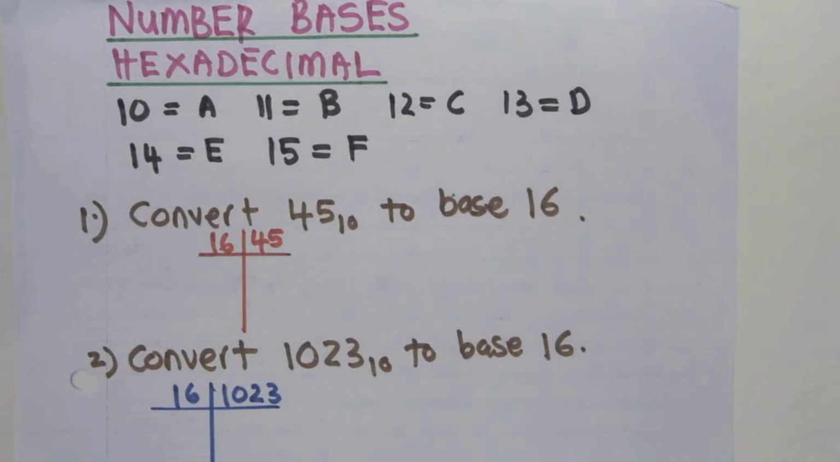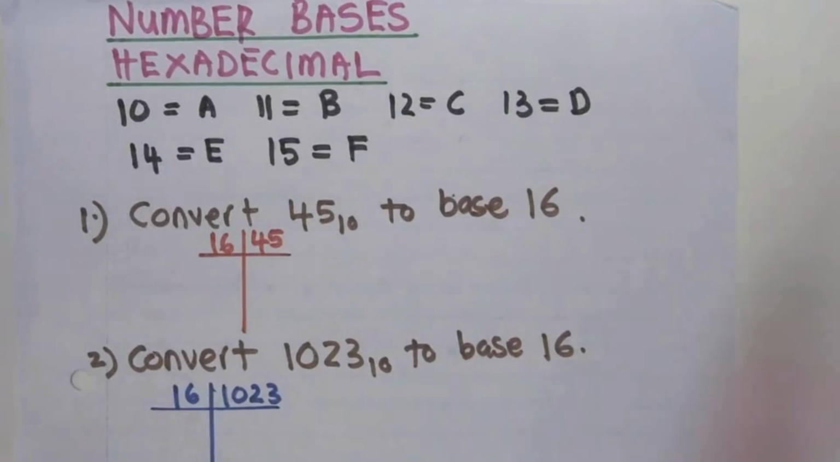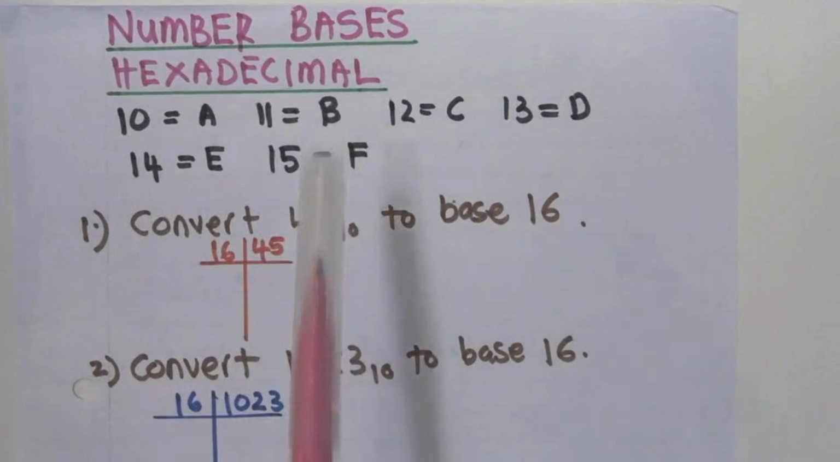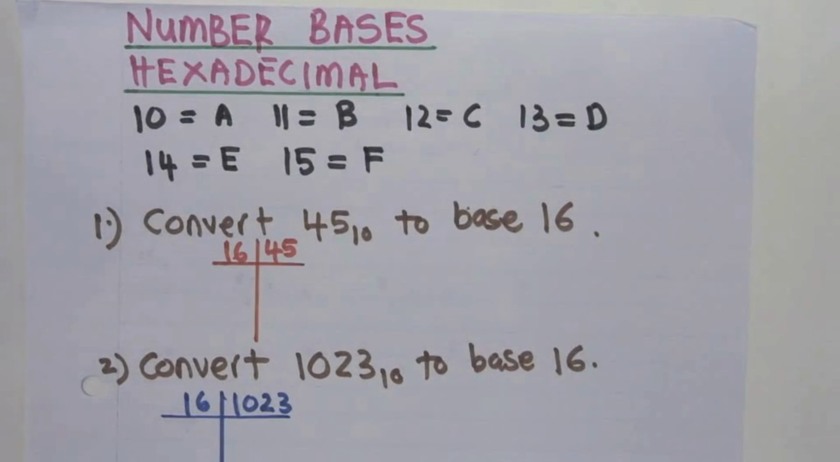In today's lesson, we are going to work with numbers in base 16. For numbers in base 16, when we count from 10 going up to 15, we use letters, and this is represented as follows. So A will represent 10, B will represent 11, C will represent 12, D will represent 13, E will represent 14, and F will represent 15.